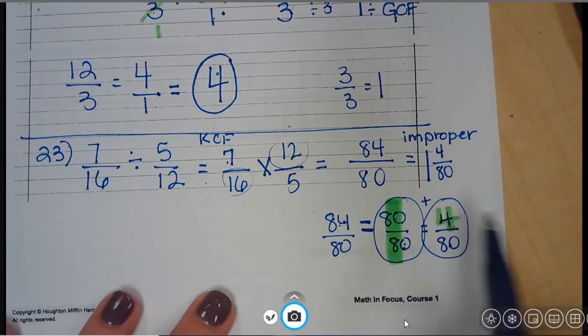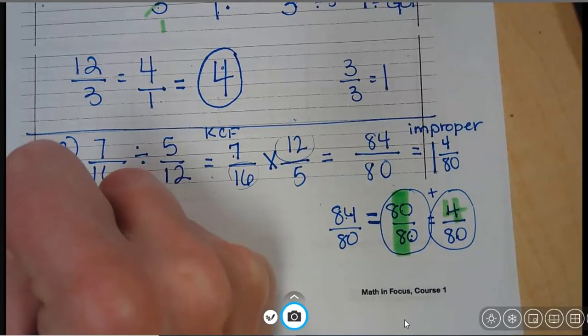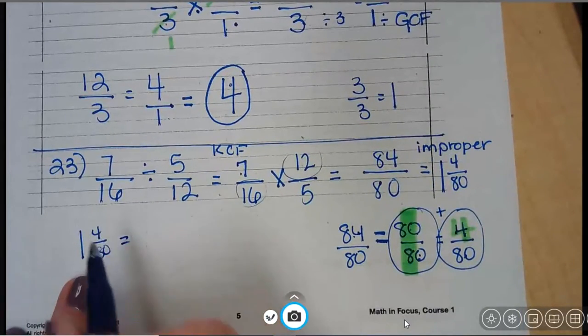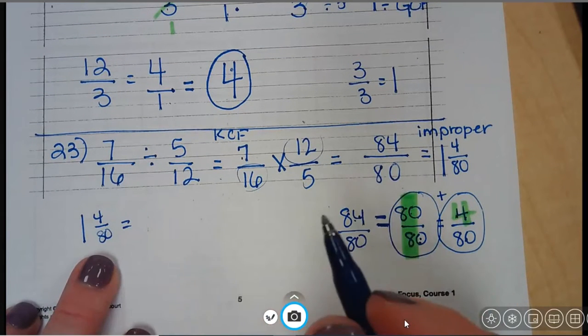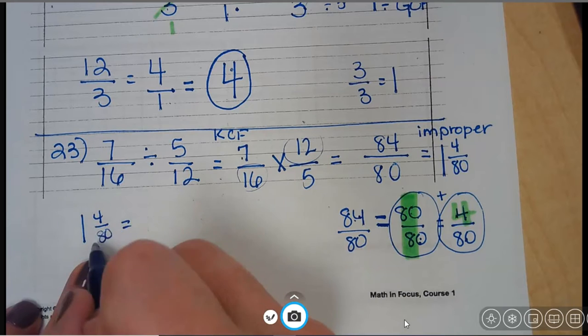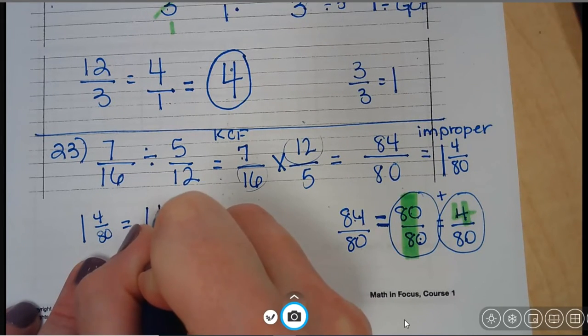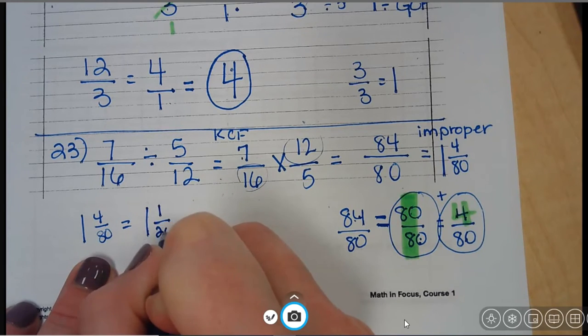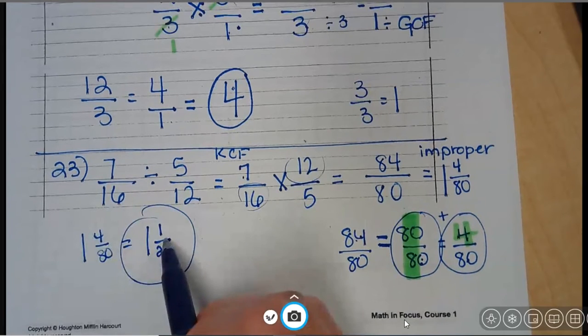So 1 and 4 eightieths, can I simplify? I'm going to carry that down to the next line. 1 and 4 eightieths, I can divide 4 and 80 both by the same thing, at least by 2. I'm going to check by 4, and I know that I can divide 8 by 4, so it would be equal to 1 and 1/20th, because 80 divided by 4 is 20, and 4 divided by 4 is 1.